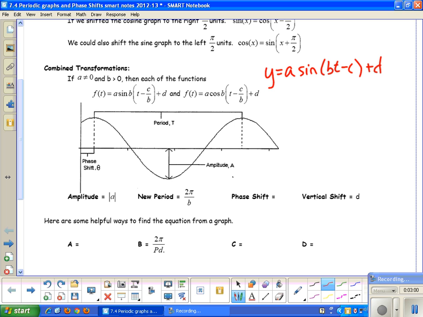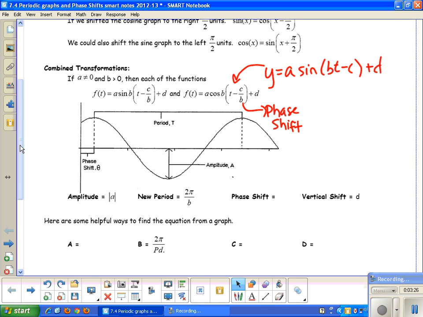But remember that the c written like that, if it didn't factor out that b value, is not really your phase shift. In order to get your phase shift, you have to factor out that b value that's in front. So how do you do it? You divide it out, and when you do that, you get these equations right over here with the c over b. So that c over b is really your phase shift.